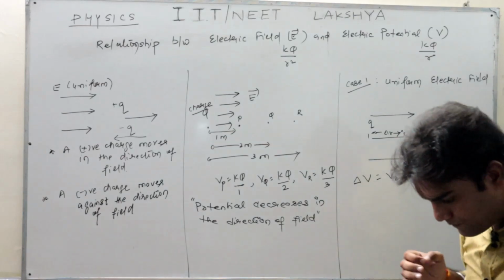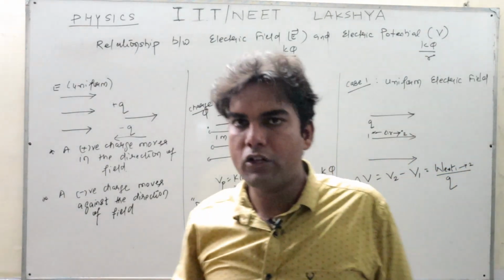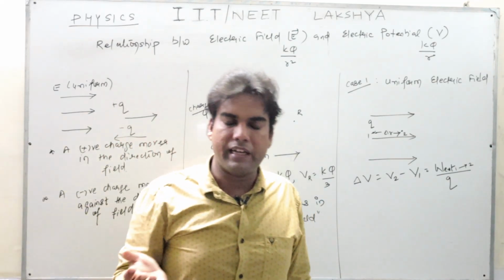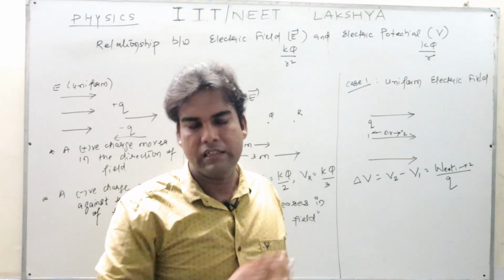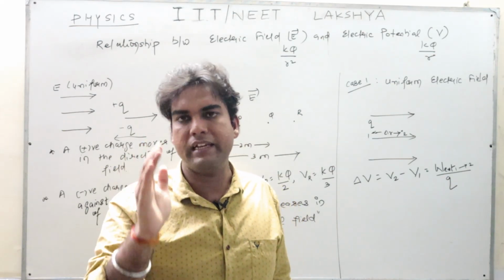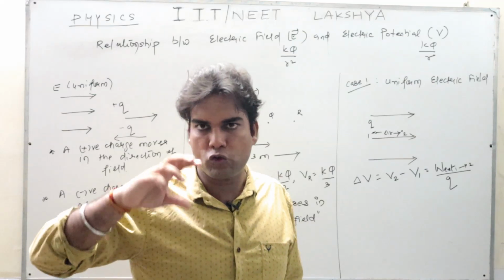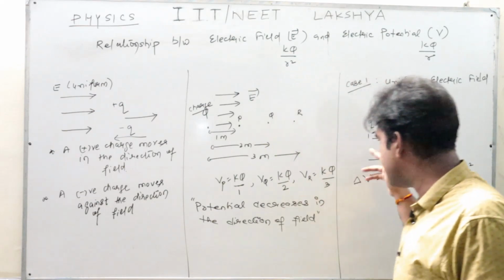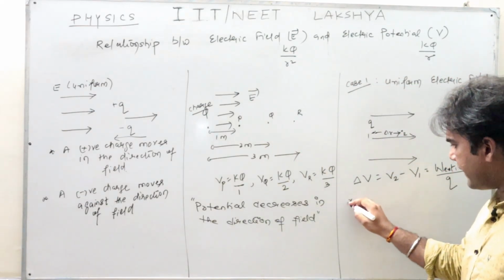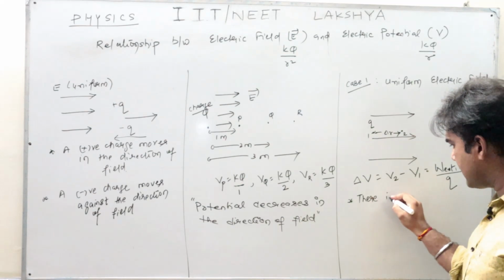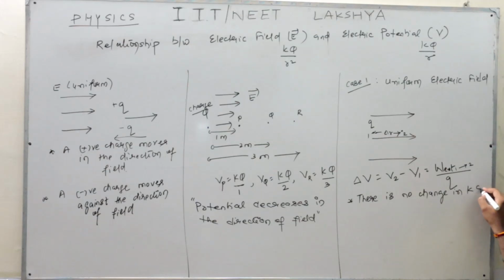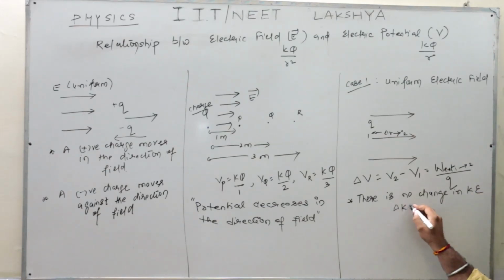And if you remember clearly, I gave you a concept of how this work has to be done. The work should be done in such a manner that there is no change in speed of this charge. The charge should be taken infinitesimally slowly. This charge should be taken so slowly that there is no change in kinetic energy of the charge. That is how we have to perform the work. So I am writing an important point. There is no change in kinetic energy. The change in kinetic energy should be how much? 0. Change in kinetic energy should be 0.